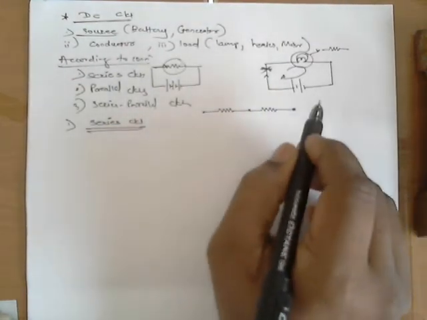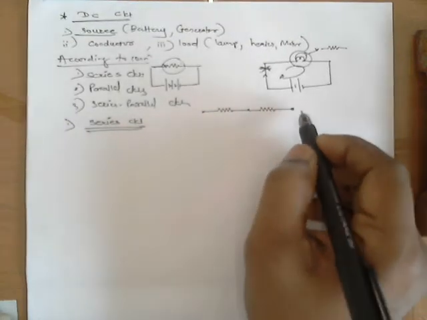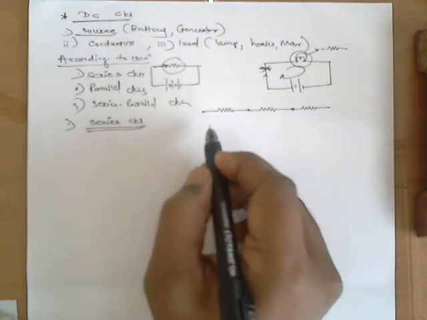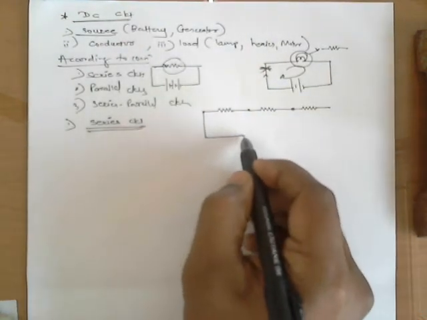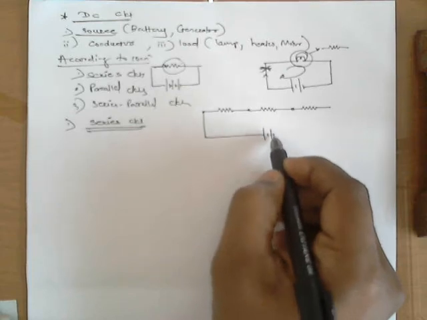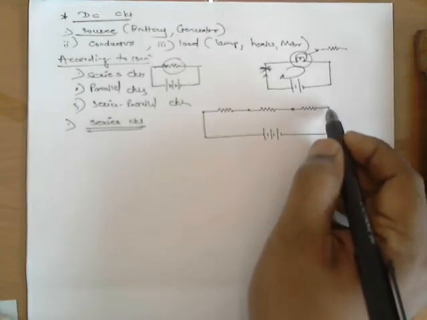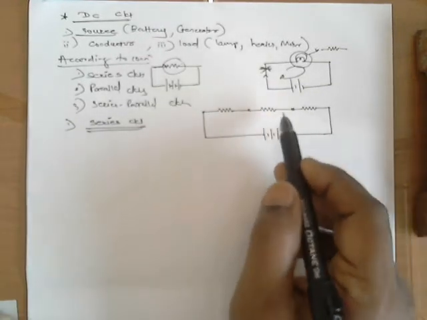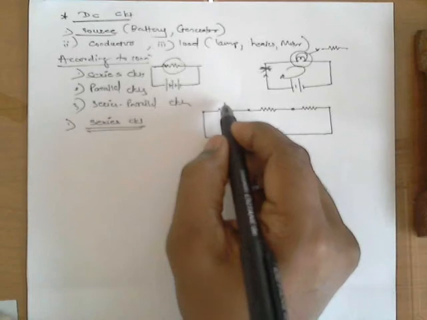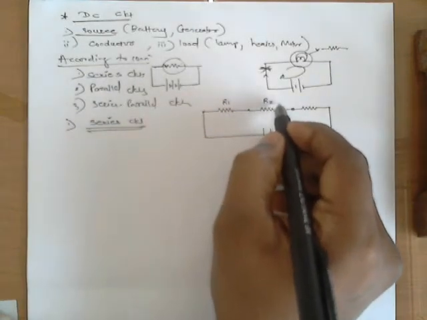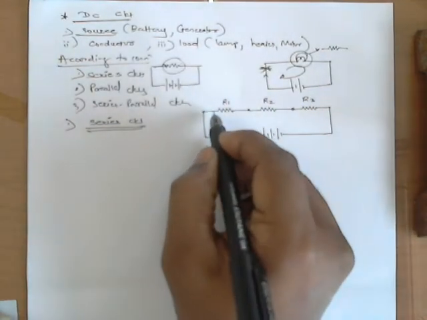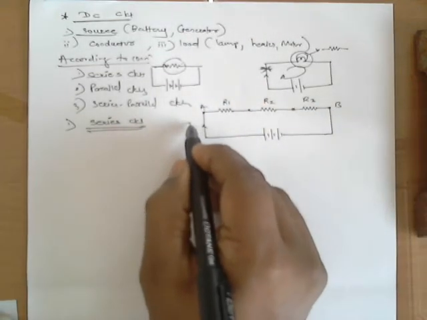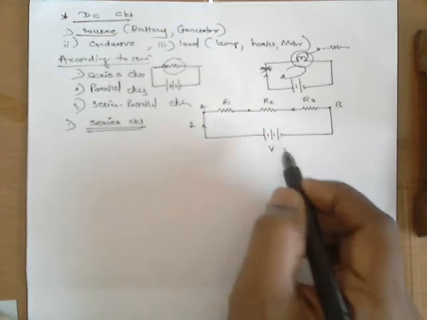As many as there are in a circuit. For example, we will take three resistances, not necessary, connected to a battery. Now these three resistances, or you may connect many more, are in series. I call this R1, this is R2, this is R3. This is AB. Current is flowing, which is I. This is the voltage, which is V.